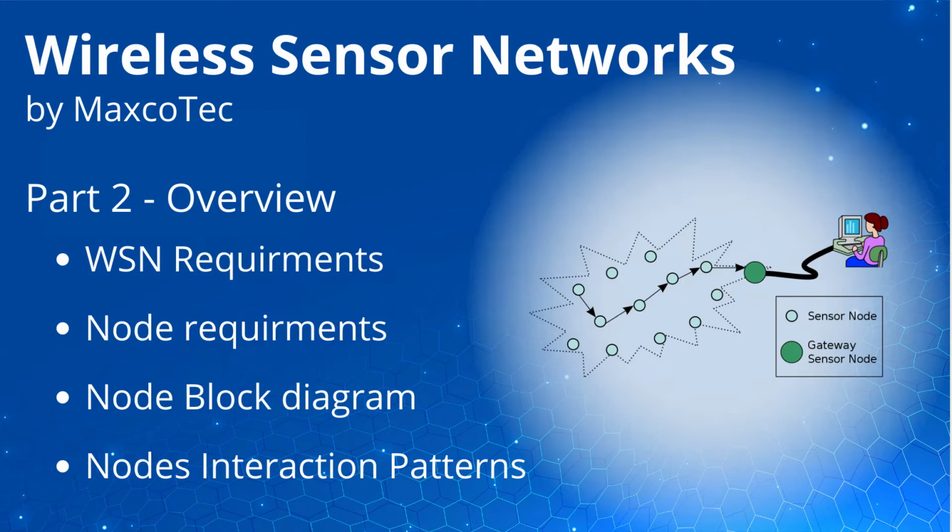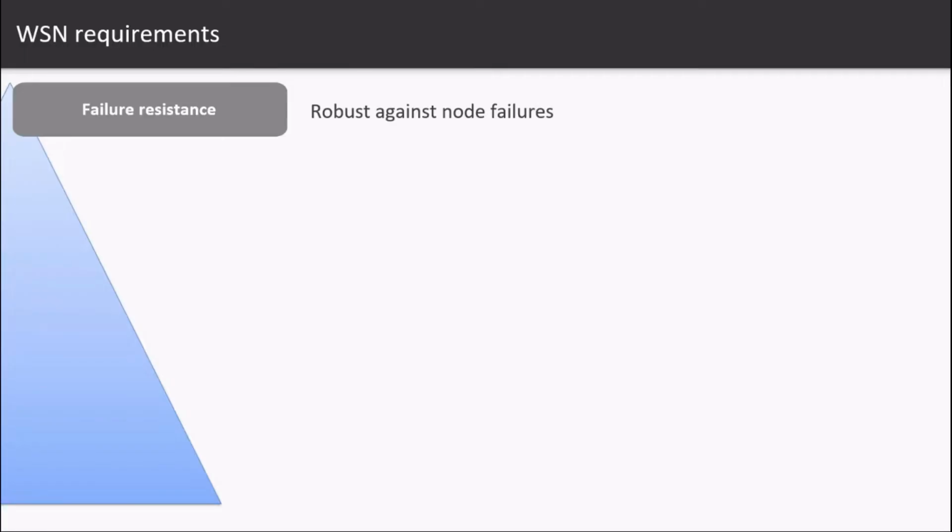This is the second part of the series in which we are going to look at the requirements and the properties of wireless sensor networks and the nodes inside the network, the sensors and the actuators. Proceeding with looking at the core components involved in a node block diagram, then we will also look at what are the different interaction patterns of nodes within the network. So let's get started. Wireless sensor networks have their own major requirements.